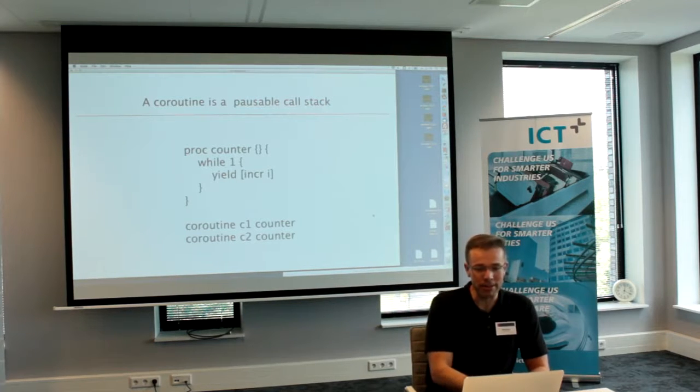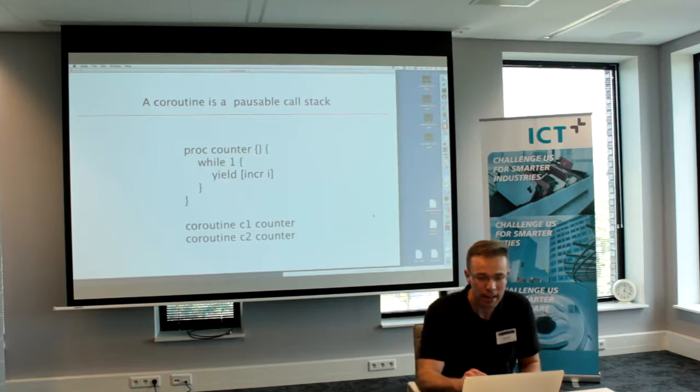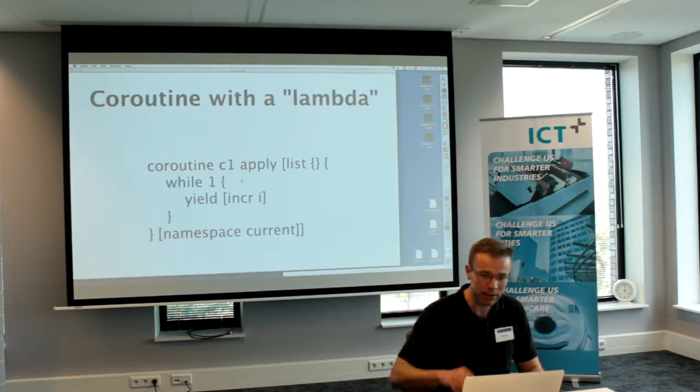So this is a simple example. This is just a counter. We have one procedure, and the procedure is just a loop that yields. And when it yields, that means that the flow returns to the caller of the coroutine. In this case, we're creating two coroutines, C1 and C2, after which you can call C1 and C2, which are commands. Each time you call C1, for example, you enter the coroutine context, and you end up right back at the yield. So that's how they work.